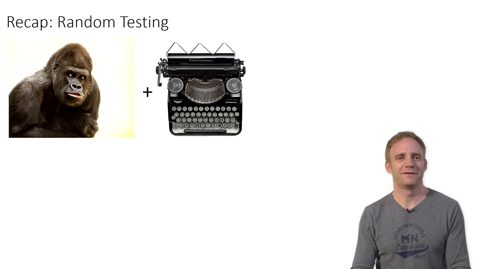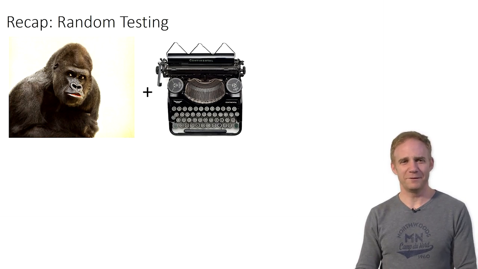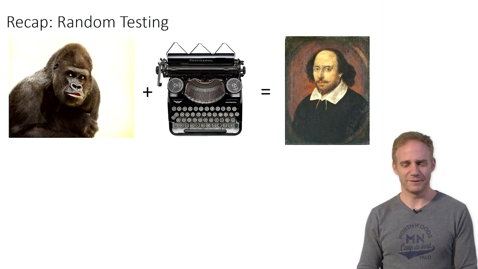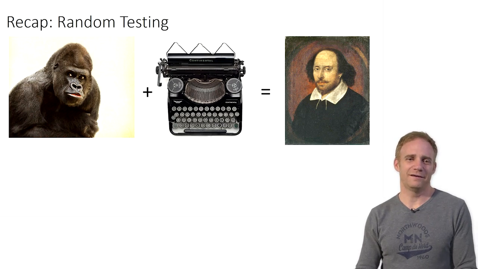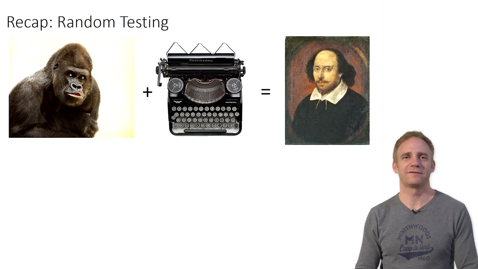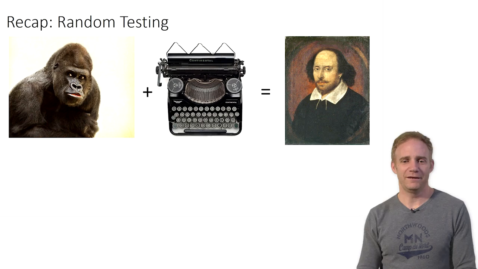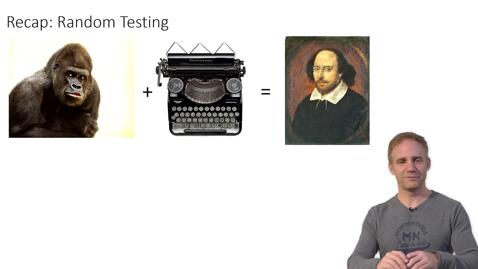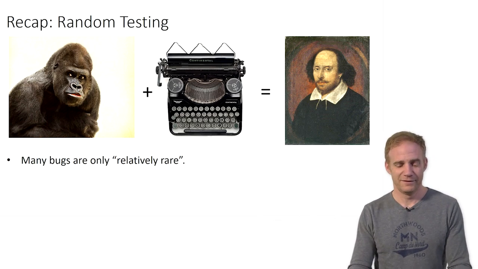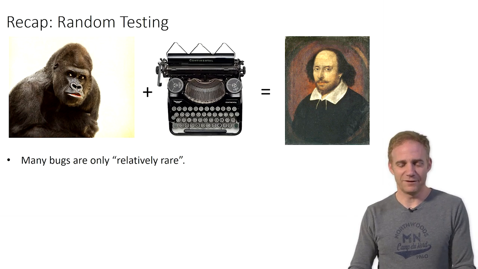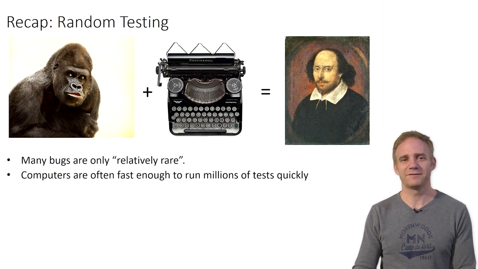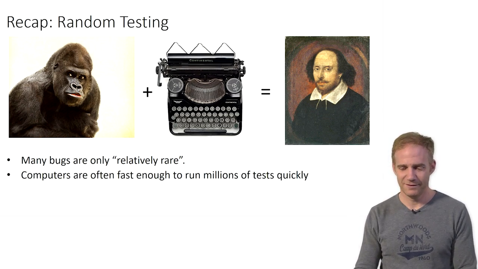So just to recap, what we're trying to do with random testing seems a bit weird. We really are trying to take a million monkeys and have them write Shakespeare. The idea is that with a modern computer system, you can run through millions of tests very, very quickly. And if problems are randomly distributed across the input space, you're likely to find them. Many of the bugs that we have are only relatively rare, 1 in a million, say. And computers are often fast enough to run through millions of tests quickly.